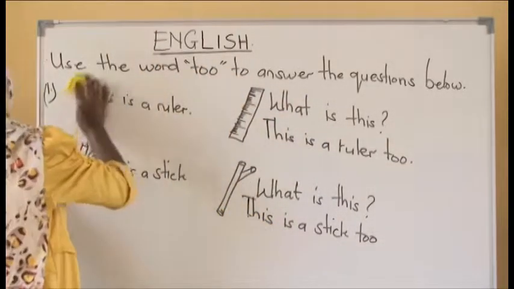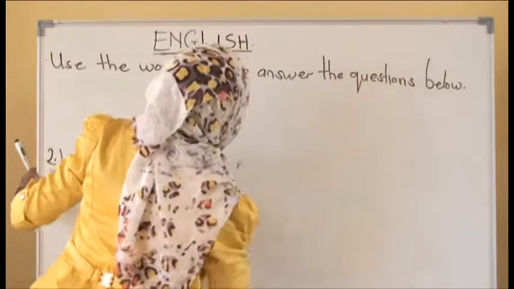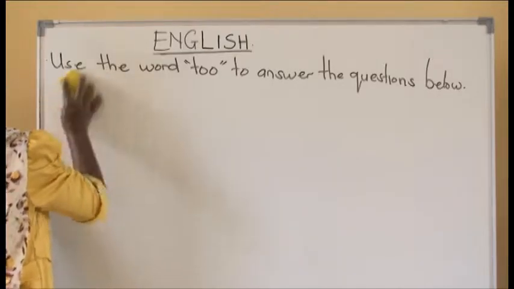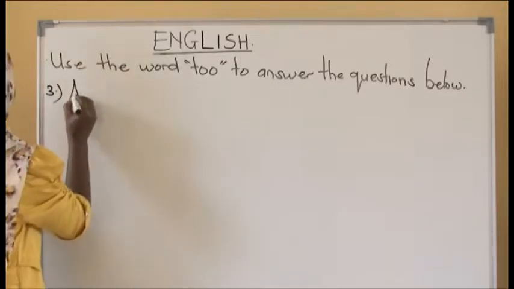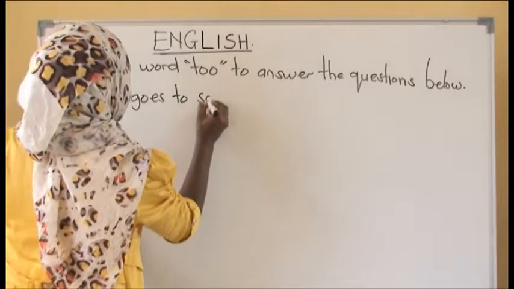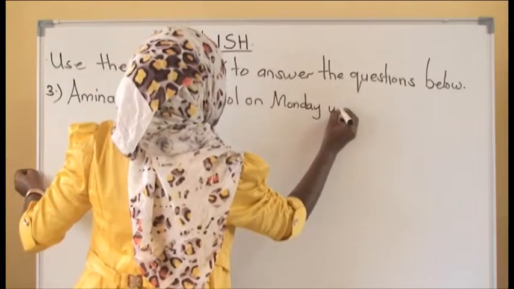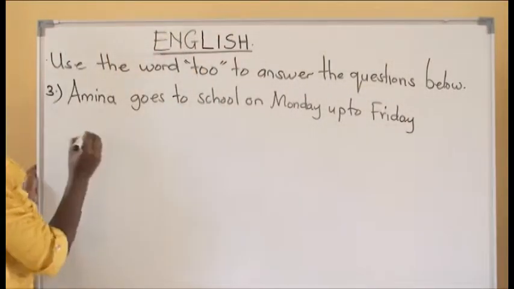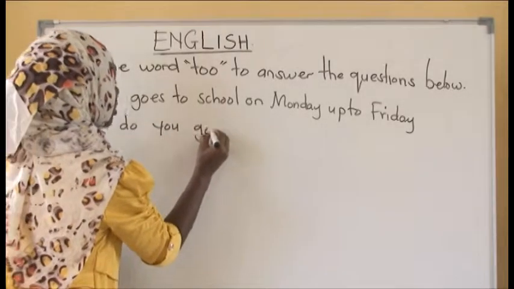Then question number 3. Question number 3 was saying, Amina goes to school on Monday up to Friday. Then the question was like this. When do you go to school?